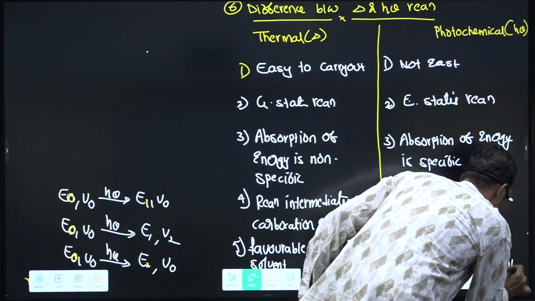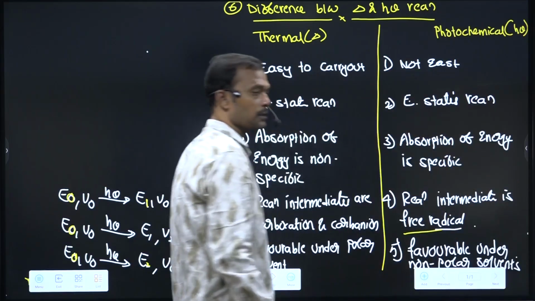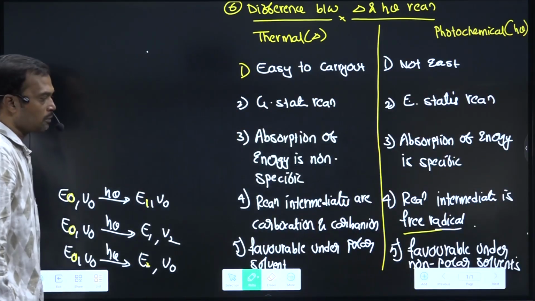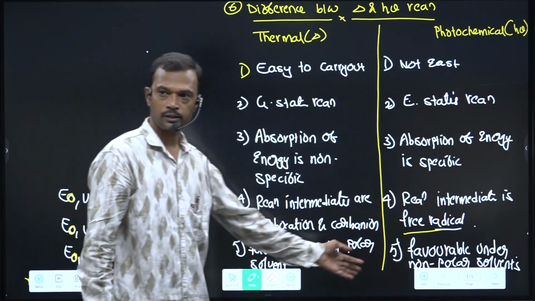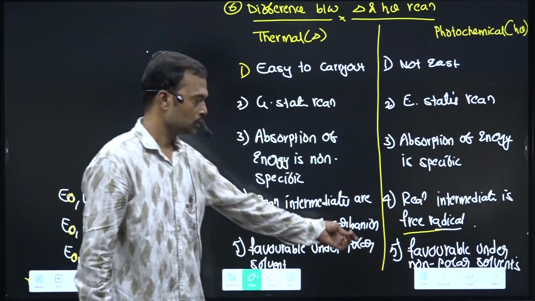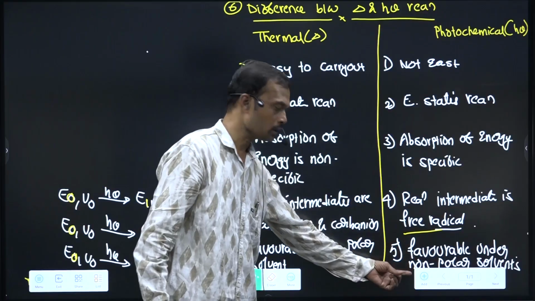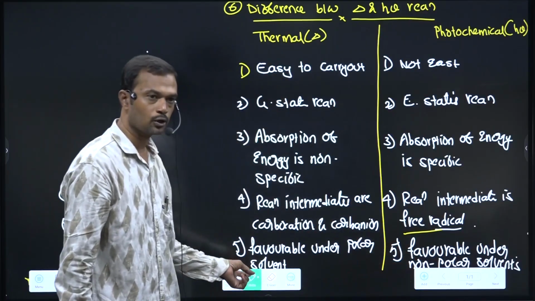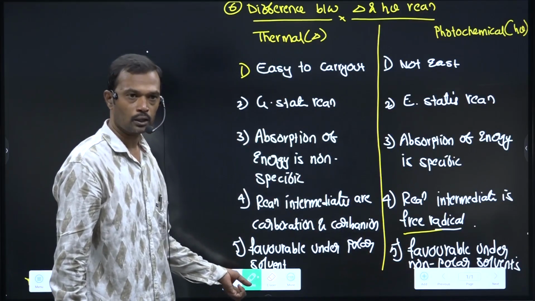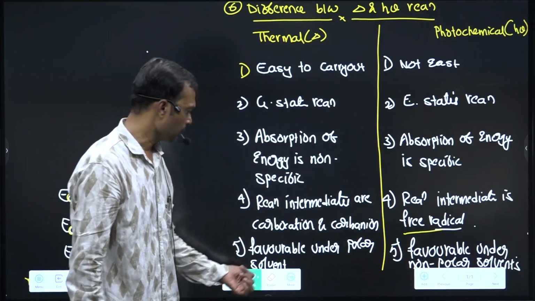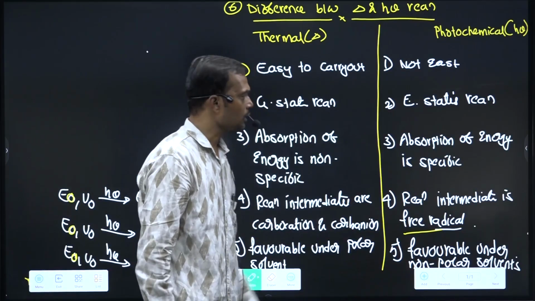Non-polar solvents are highly preferred: benzene, CCl4, etc. Carbon tetrachloride, benzene, naphthalene, anthracene, all are non-polar solvents. Photochemical reactions are carried out under non-polar solvents. Thermal reactions are carried out under polar solvents. Water, alcohol, etc. Many polar solvents are there. Many non-polar solvents are there.